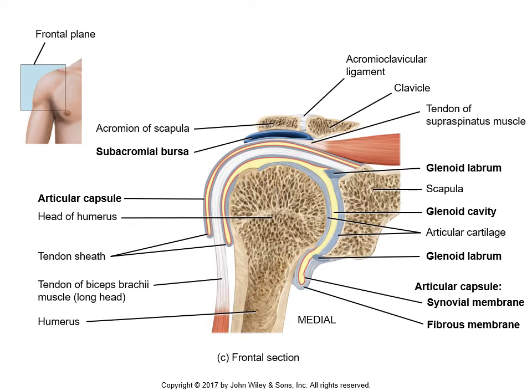Speaking of that cartilage, you can see that all up and through here. It's lining with articular cartilage to make sure there's a very smooth, very frictionless surface, which are coming into contact to form this glenohumeral joint.